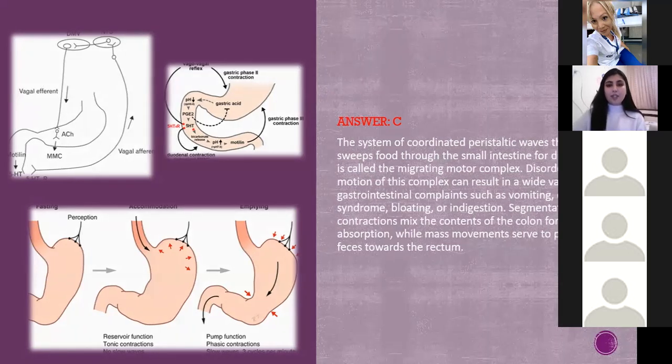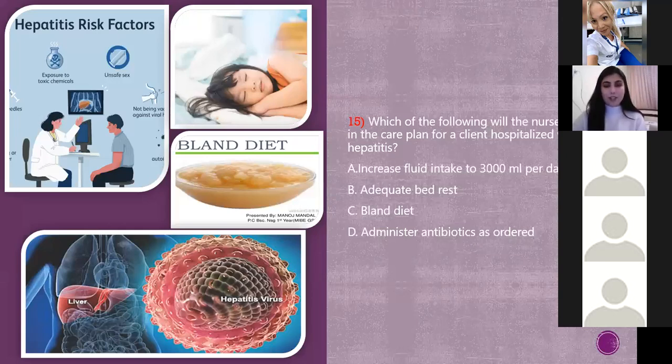And the 15th question, the last question. Which of the following will the nurse include in the care plan for a client hospitalized with viral hepatitis? Increase fluid intake to 3,000 milliliters per day, adequate bed rest, bland diet, administer antibiotics as ordered. So the answer is B.